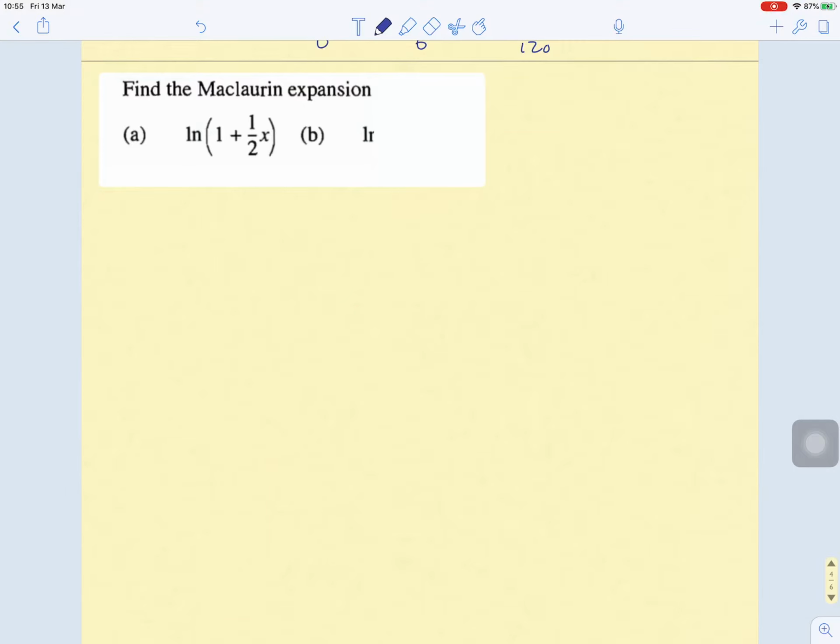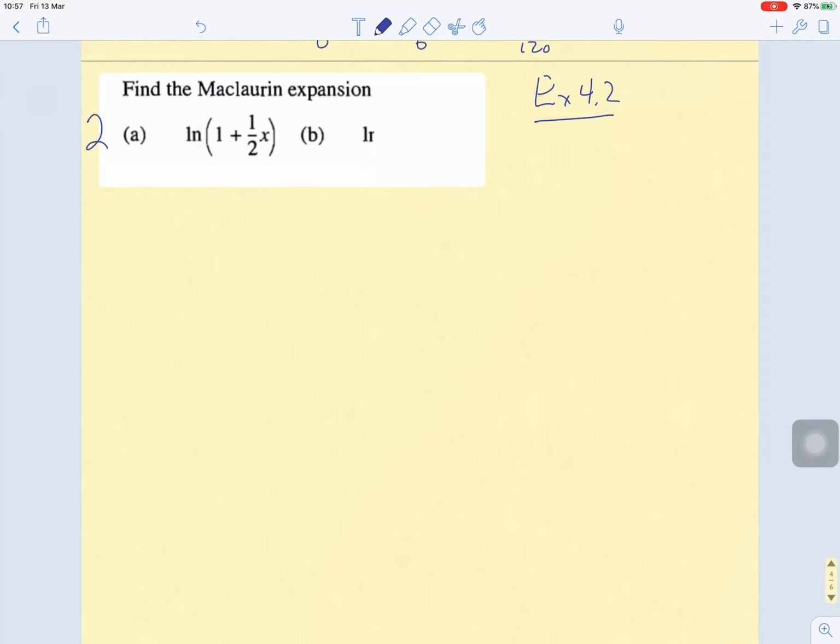Okay, somebody wanted to see question A here. Let me see if we can figure out where this is coming from. This is exercise 4.2, question 2A from the new IB book. Okay, and they want the Maclaurin expansion for ln of 1 plus 1/2 x.